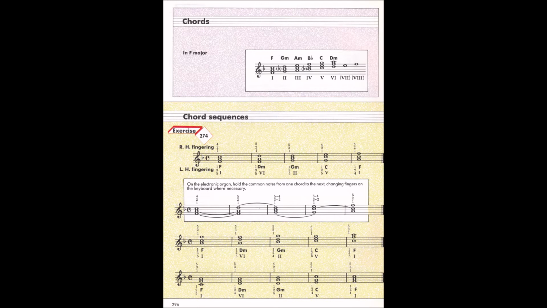Every part of each exercise should be played first with the right hand and then with the left. Here's exercise 274 in F major, starting with the F chord in the root position. On the electronic instrument, you should hold the notes in common between one chord and the next, changing fingers on the note wherever you need to.